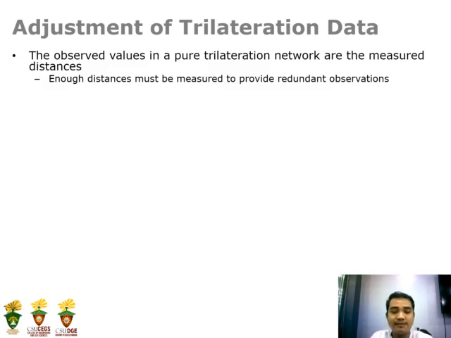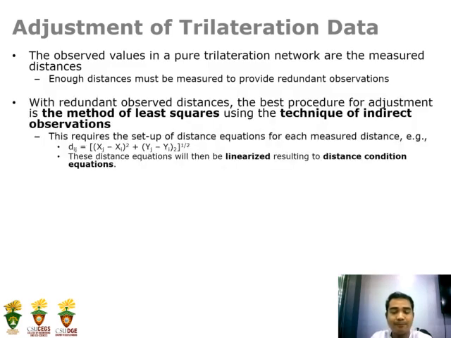So enough distances must be measured to provide redundant observations. With redundant observed distances, the best procedure for adjustment is the method of least squares, using the technique of indirect observations. This requires the setup of the distance equations for each measured distance. We all know nga ang distance formula is the square root of the quantity of x2 minus x1 squared plus y2 minus y1 squared. So mao na siya ang distance formula.